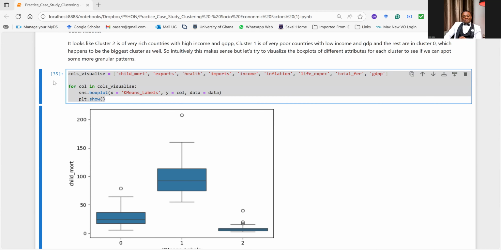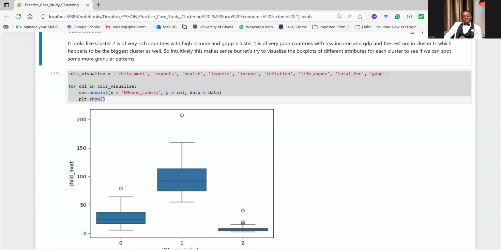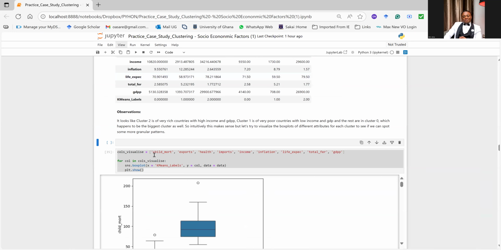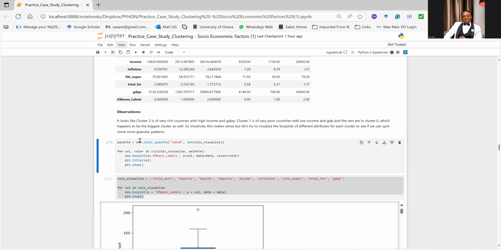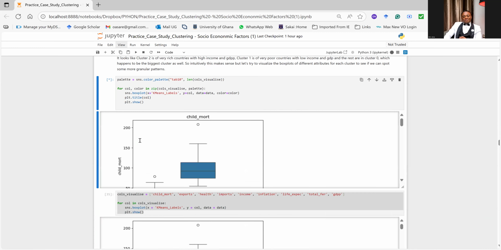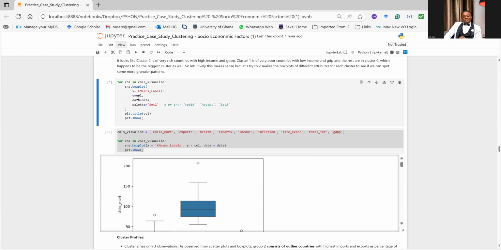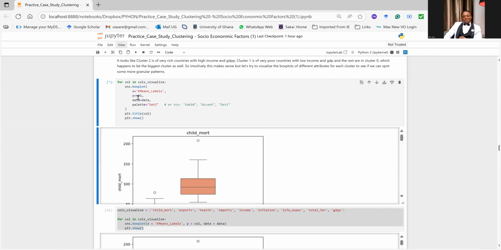Let me see if I can actually do this with different coloring. Let me just try this and see. What do you notice about the child mortality of this country? Let me try this. Yeah, this one is good. You can check this.